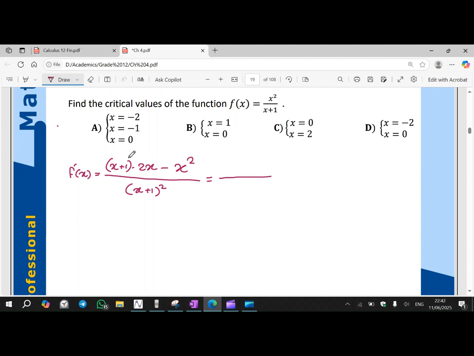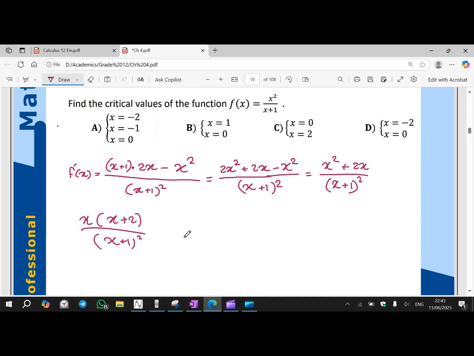Okay, let's simplify. 2x multiplied by x is 2x squared. 2x multiplied by 1 is plus 2x. This dot means times. Minus x squared over (x plus 1) all squared. This simplifies to 2x squared minus x squared, which is just x squared plus 2x, over (x plus 1) squared. Now we can take x as common factor. x plus 2 is up while x plus 1 is down.